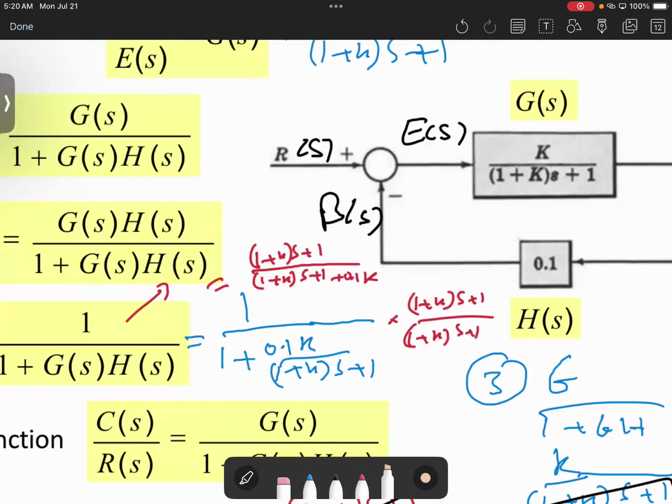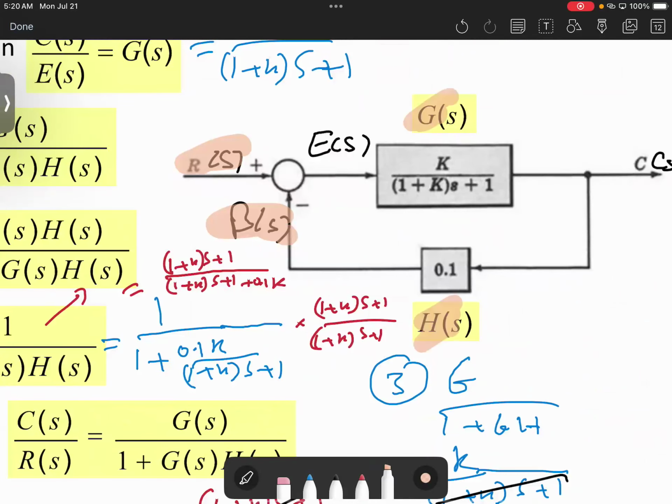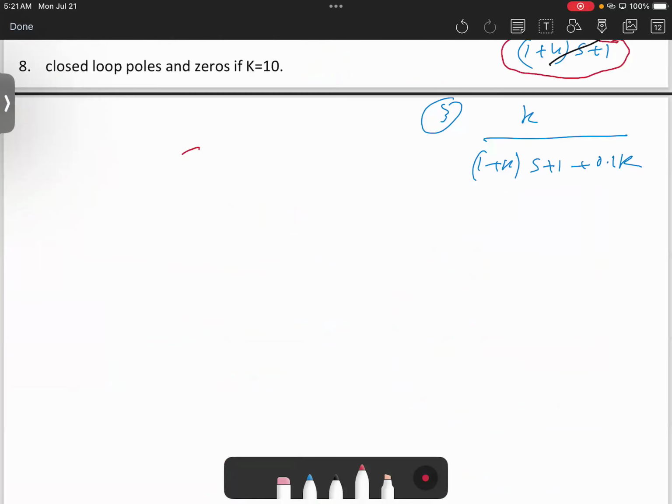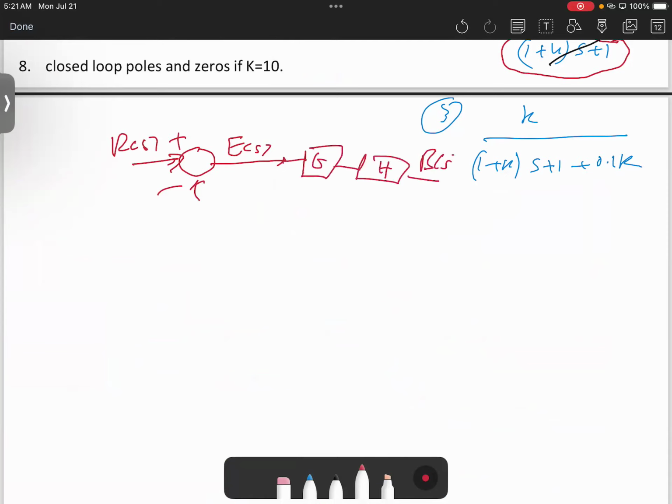Therefore, when you look at it, you will realize G and H, both of them are what? Forward. Because my output or observation is B of S. I can redraw the block diagram here, then you can see how it looks. Here is R of S. Here is E of S. Then what do we have here? We have G, then we have H, then we have B of S. This is how we can imagine it, okay?